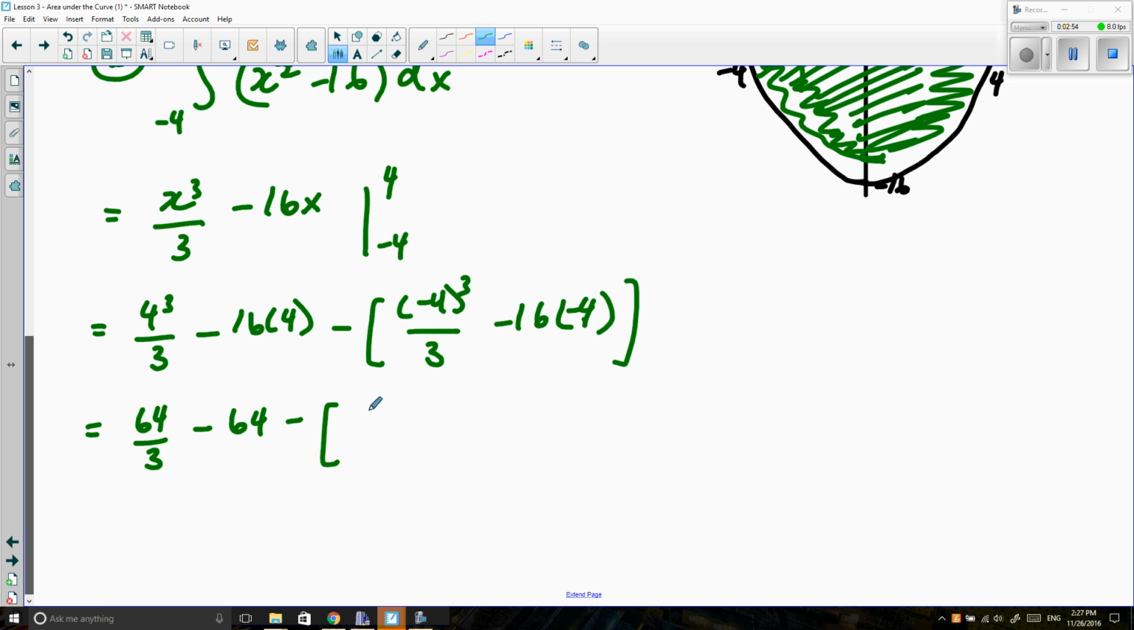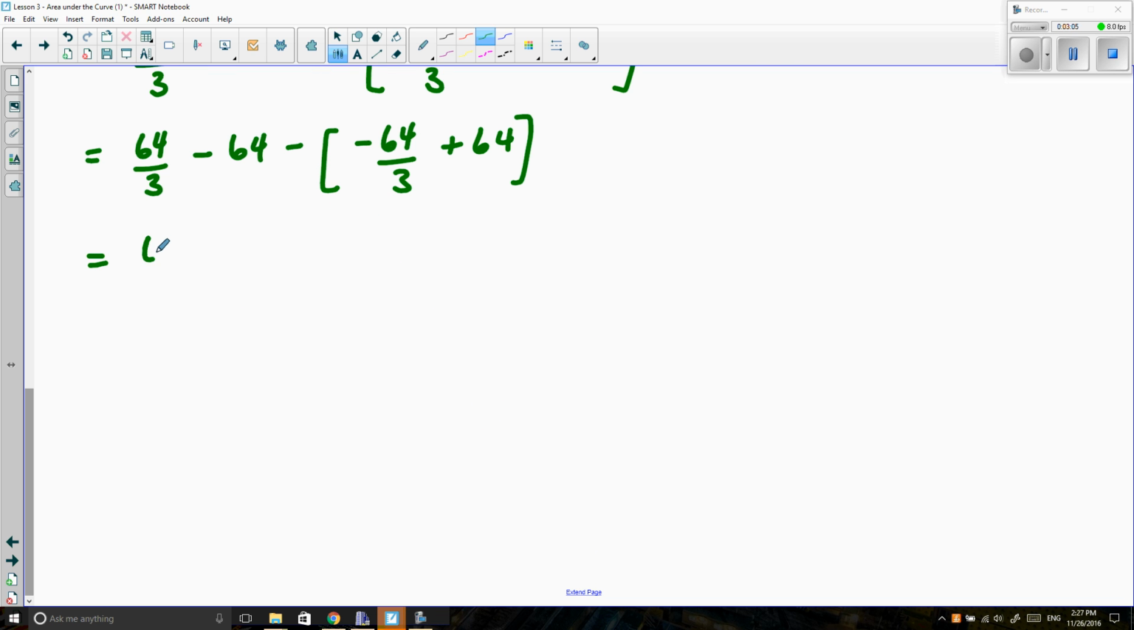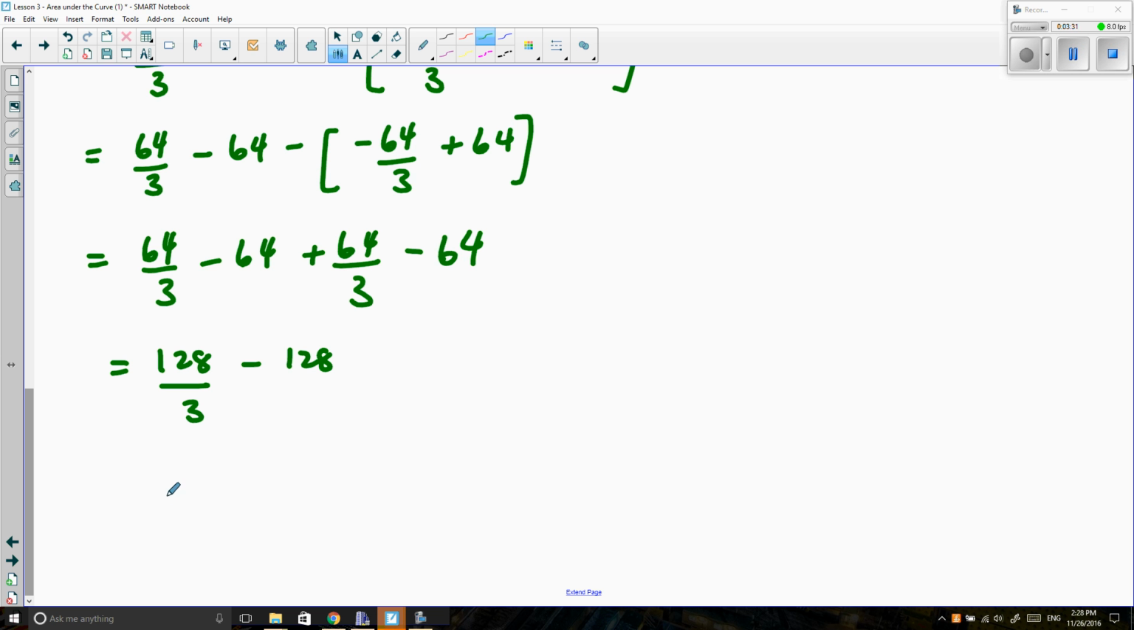In the brackets, negative 4 cubed actually gives us negative 64 over 3, and then negative 16 times negative 4 gives us positive 64. Okay, so just to get rid of the square brackets here, I get 64 over 3 minus 64, and then a minus and a negative gives me positive 64 over 3. And then minus a positive 64 gives you minus 64. So when we bring this all together, I'm going to bring my fractions together. I'm just going to add the tops. So I get 128 over 3, and then negative 64 minus 64 is going to give us negative 128. So in the end, I'm going to actually get a negative fraction.